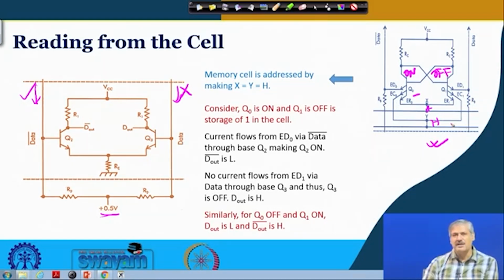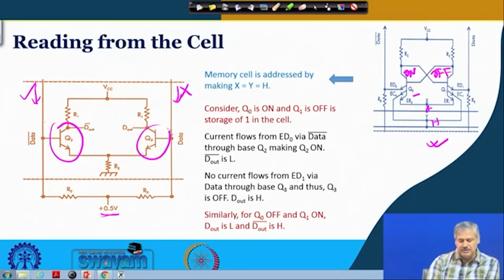From through ED1 no current is flowing because this transistor is off. Is it clear, right? So, now this current that is flowing, when it passes through this Q2, Q2 will become on, and in this case, through this Q3 no current is flowing. So, Q3 will be off. So, when Q2 is on, this D out will be low. Okay. So, this will be low and this will be high.